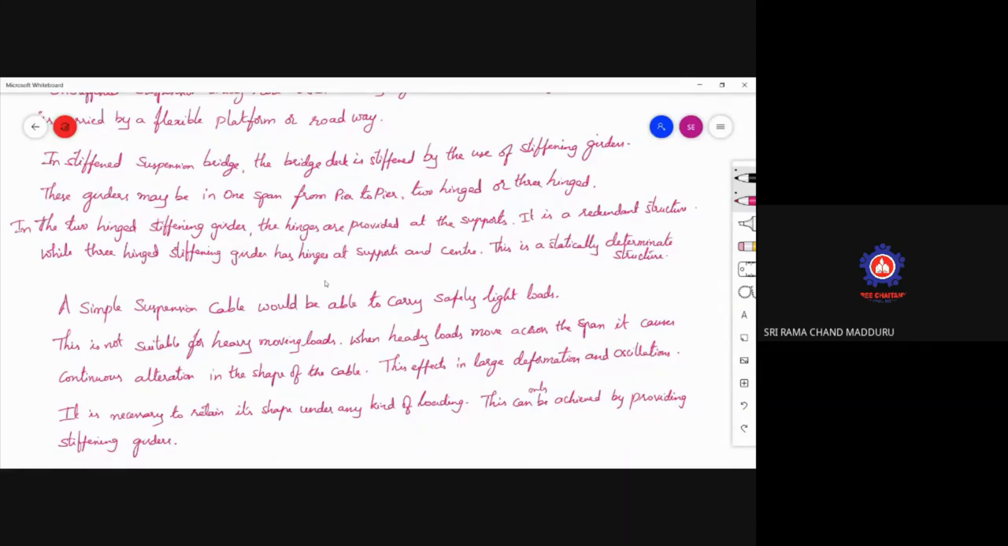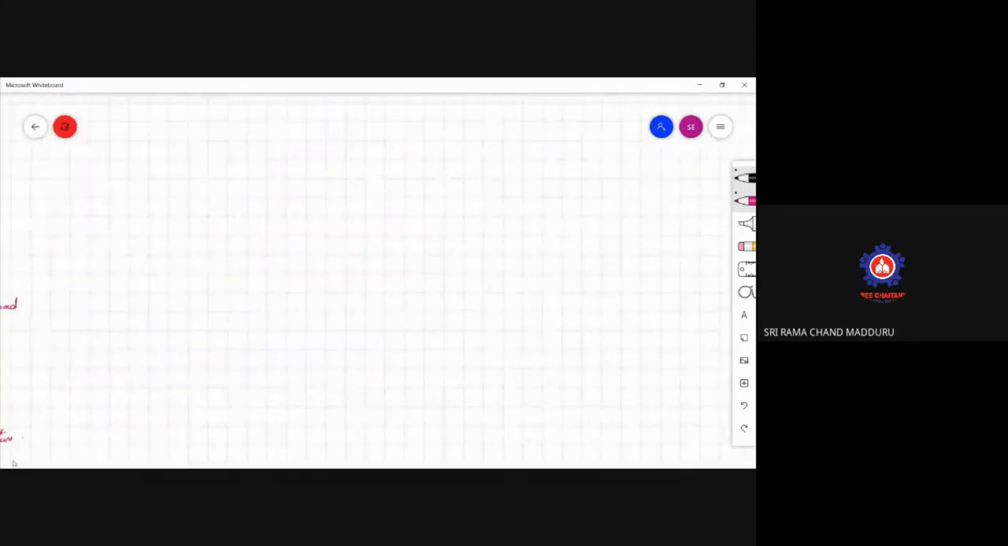So here we understand that in this three hinged stiffening girder bridge, three hinges will be provided, two at the supports and one at the center, and it is a determinate structure. Statically, it is a determinate structure.